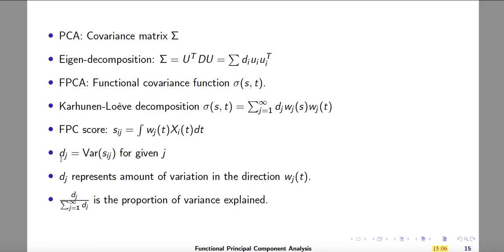Therefore, we can use dj divided by the summation of all the dj as the proportion of variation explained. Any questions? Is this clear? Okay. So remember before we talked about the 62% or 29%. This is basically based on this proportion, dj over the summation of all the dj.